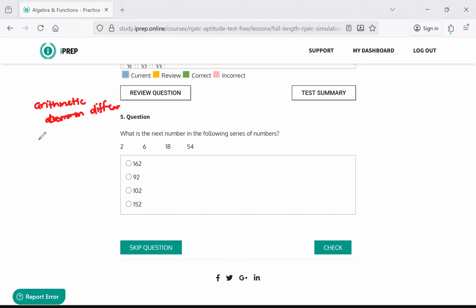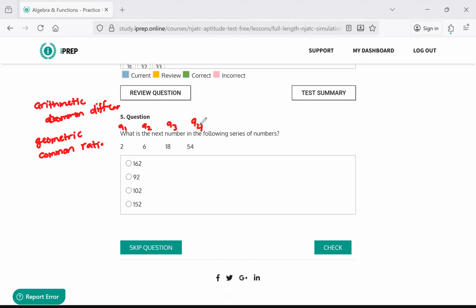And then you might also have a geometric sequence. In a geometric sequence, you have a common ratio. That means you multiply by a number, the common ratio. So 2, 6, 18, 54. 2 is the first, I'll call it A1. 6 is the second number, A2. 18 is the third number, A3. 54 is the fourth number, A4, right?